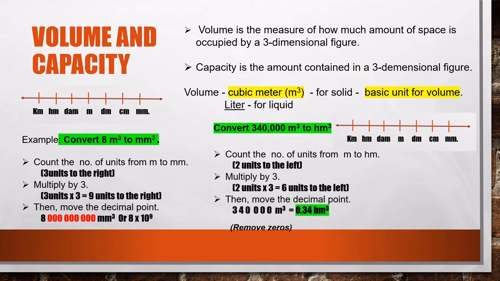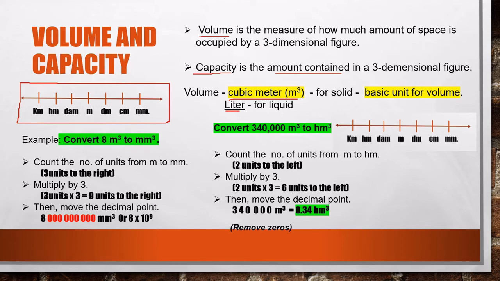Next is volume and capacity. When we say volume, it is the measure of how much amount of space is occupied by a three-dimensional figure. When we say capacity, it is the amount contained in a three-dimensional figure. For volume of solid, we use cubic meters as the basic unit and liter as the basic unit for liquid. Now, how are we going to convert measure of volume from one unit to another? In this case, we're going to use the metric converter used in the measure of length.